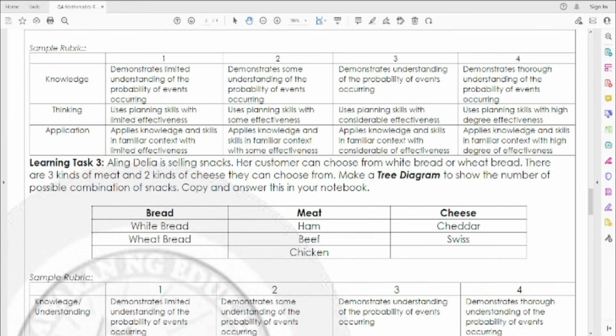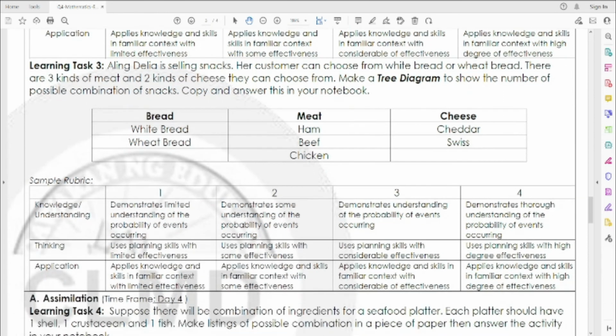So in our table, we have bread, then we have meat and cheese. Under bread, we have white bread, then we have wheat bread. I was confused before. This is white bread and wheat bread. Then our meat, we have ham, beef, and chicken. For our cheese, we have cheddar and Swiss.